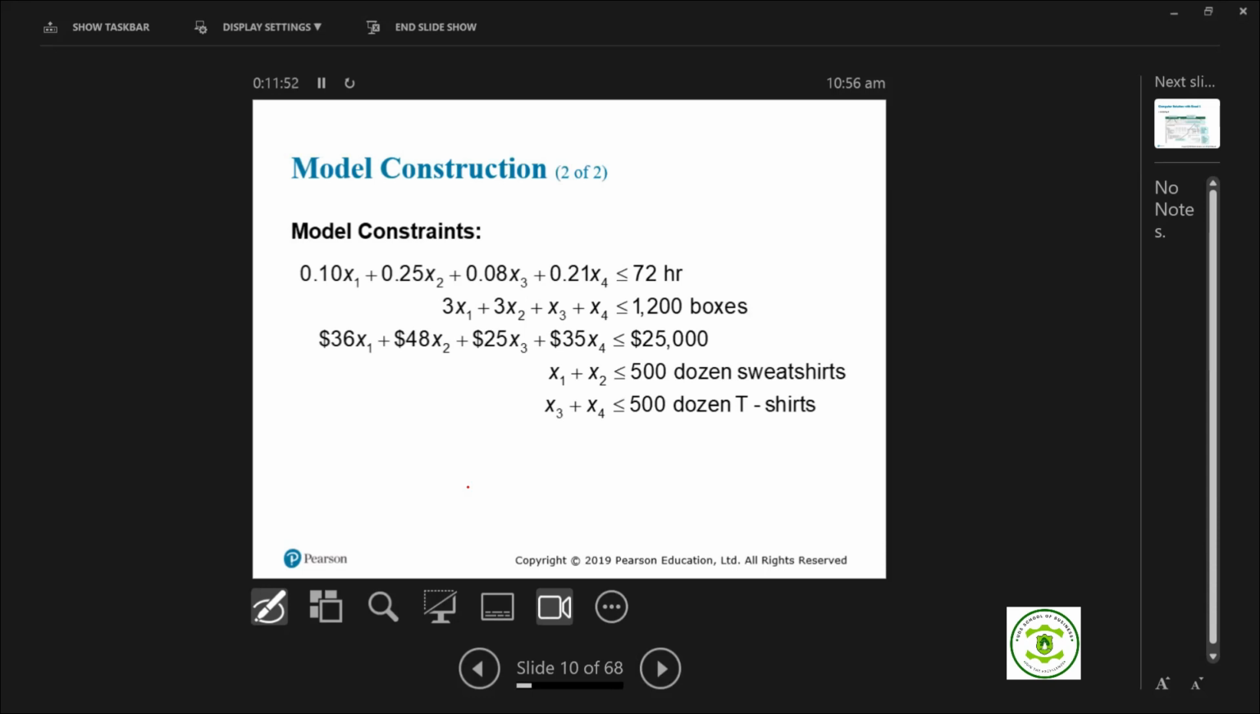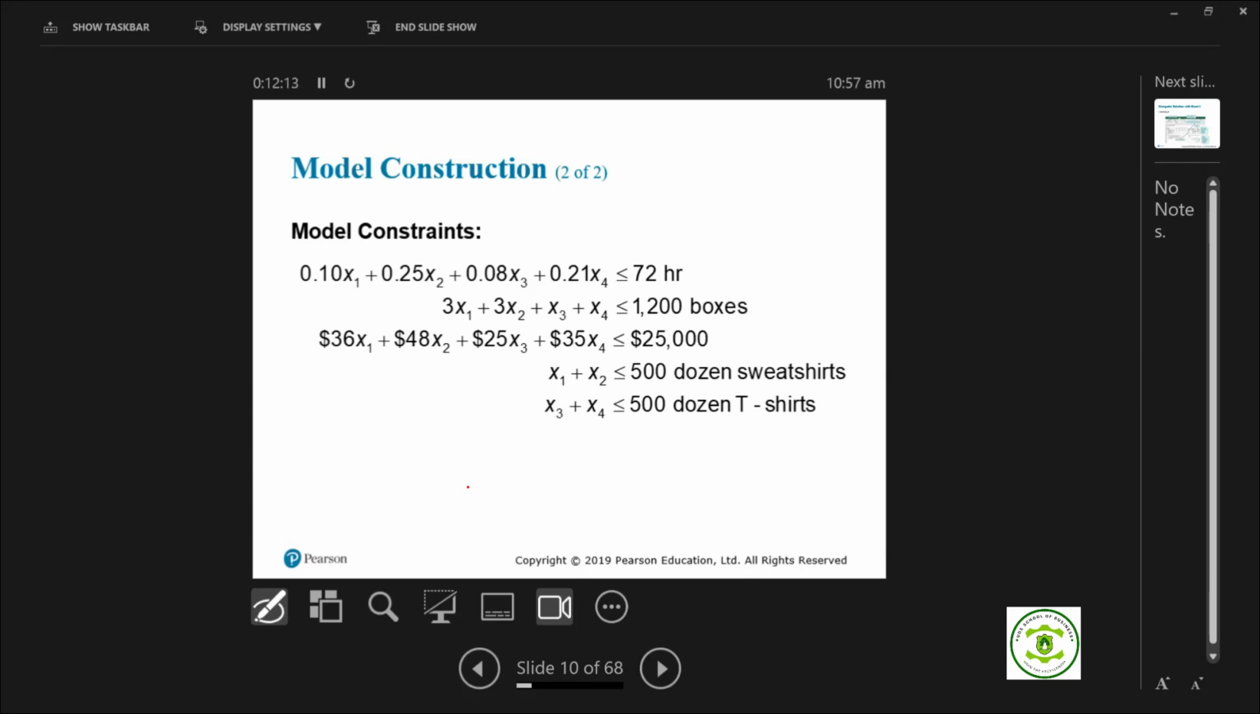Because you can solve this either using the Excel Solver or using the Excel QM for Windows. So if it is Excel QM for Windows, when you click on linear programming, how many constraints should you write?